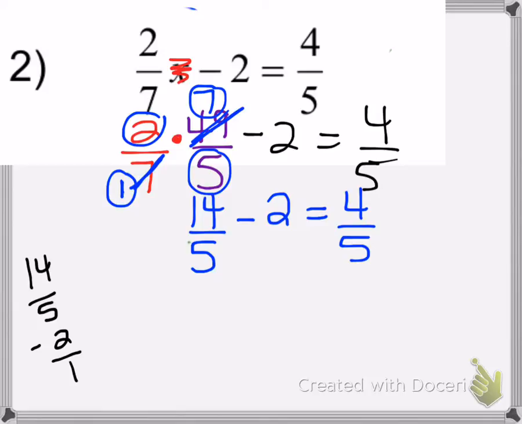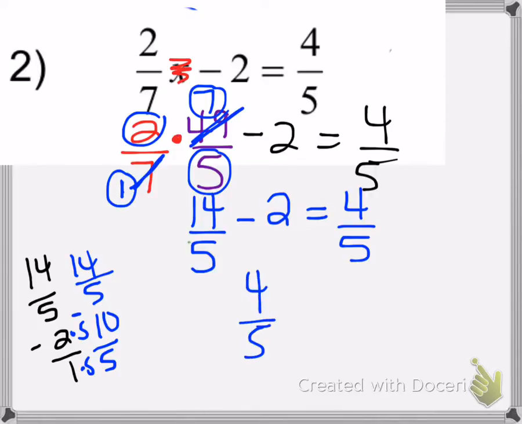So if I do 14 fifths minus 2 without a calculator, I got to find my common denominator here. I'd have 14 fifths minus 10 fifths is 4 fifths. And it works. We get the same thing on both sides. Now, to be faster, you could just plug this into your calculator and make sure that both sides are the same.